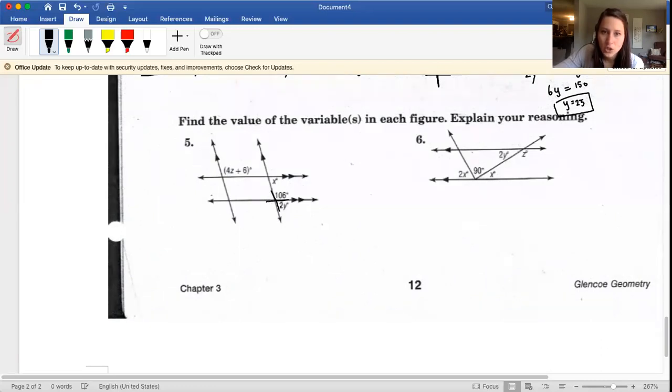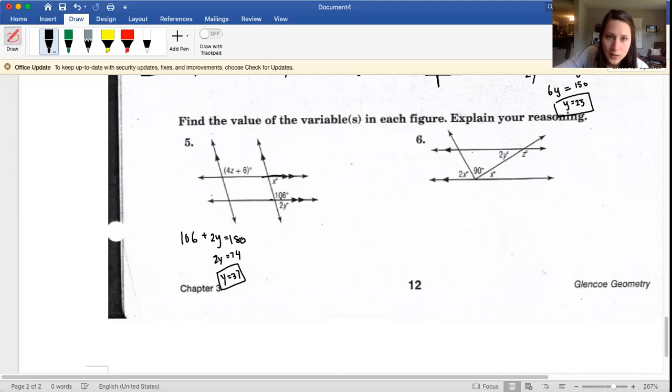If I'm looking at this, 2y and 106, what's the relationship between the two? Well, they together form a linear pair. They form a line. So I'm going to say that 106 plus 2y equals 180 degrees. Now 180 minus 106 equals 74. And then so it's 2y equals 74. Divide by 2 on both sides, and y equals 37. So I worked this out, got it.